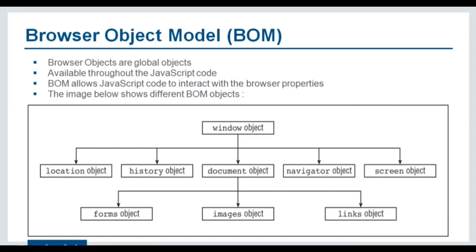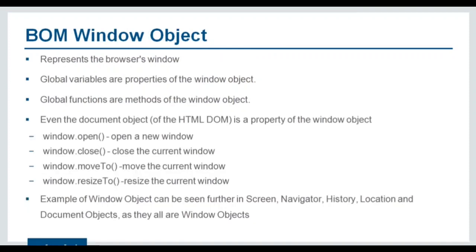Then the browser object model allows JavaScript code to interact with browser properties. And the image shown below is nothing but a hierarchy of window objects. So the main object is the window object. Its properties are location, history, document, navigator, screen. Document again has more properties: forms, images, and links. Let's see the first object, that is the window object.